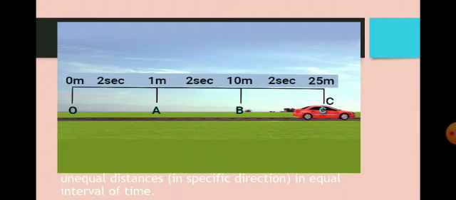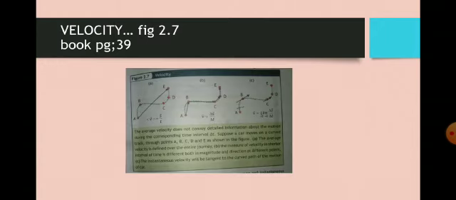Vice versa means that after unequal intervals of time, if equal distance is covered, then this is also known as the variable velocity. As you see in your book, page number 39, figure 2.7, in the first figure the average velocity is discussed.